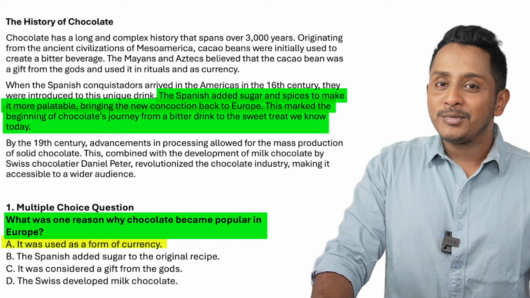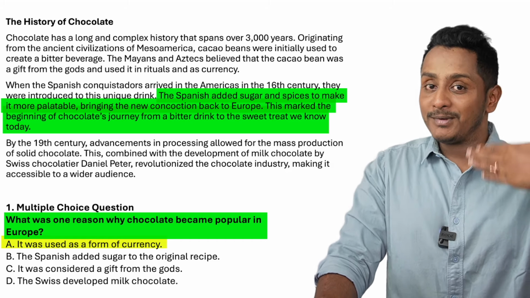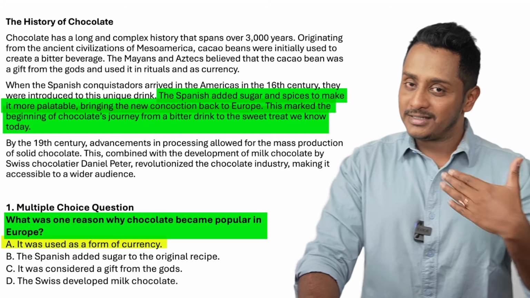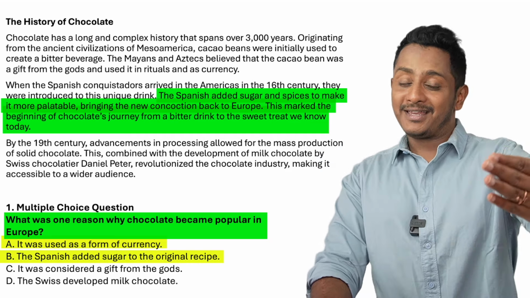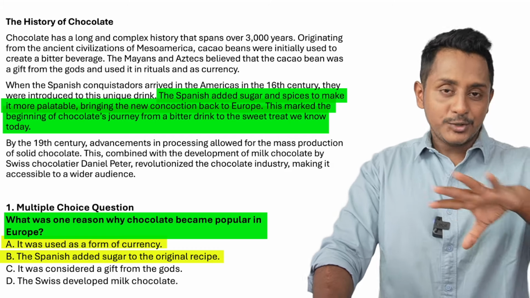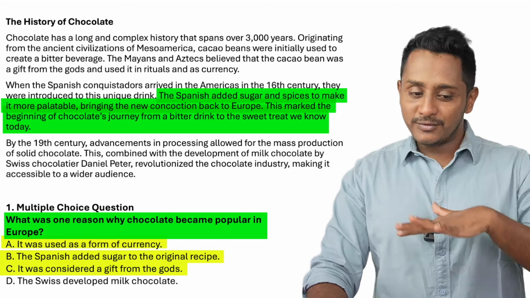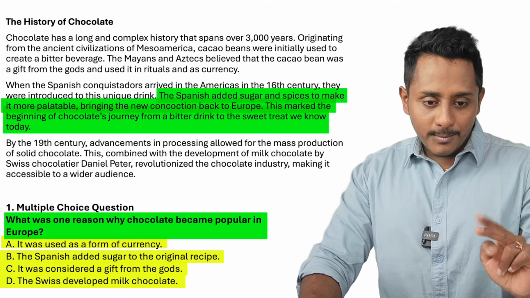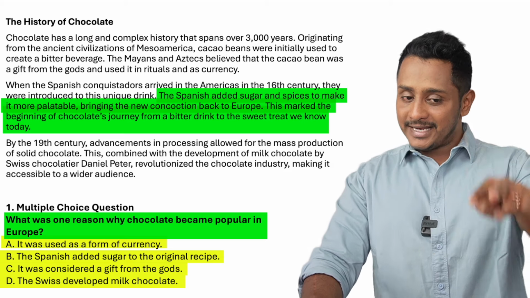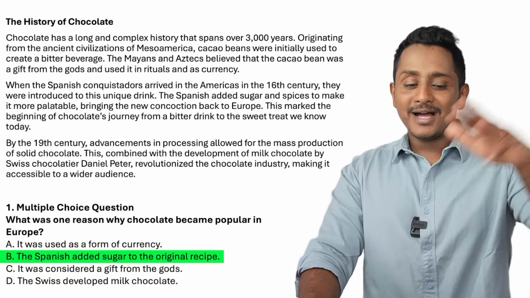So let's now read the options. It was used as a form of currency. No, we did not read it as a currency. All we read was sugar was added. Probably Spanish added sugar and then it came back to Europe. Spanish added sugar to the original recipe, exactly fitting in, but we also need to look into C and D to eliminate the options. It was considered a gift from the gods. Gods, they have not even told. The Swiss developed milk chocolate. If you just skim it, milk chocolate is in the last paragraph, second line. This combined with the development of milk chocolate. So it's about something else. So the answer is now B.